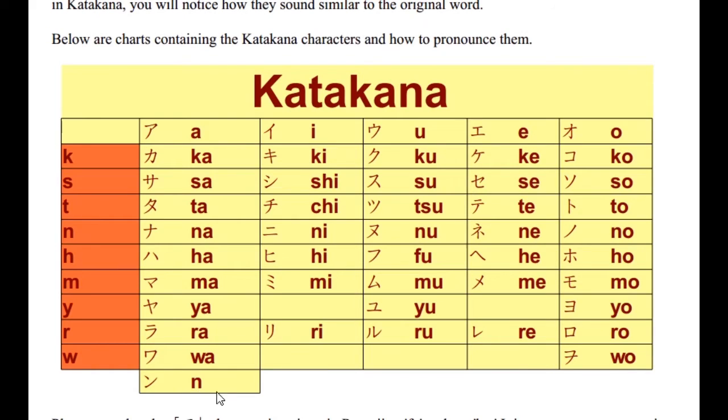As you notice, there's no vowel here. It's just the N sound, much like you would read it in English. And really quickly, just a pronunciation point.